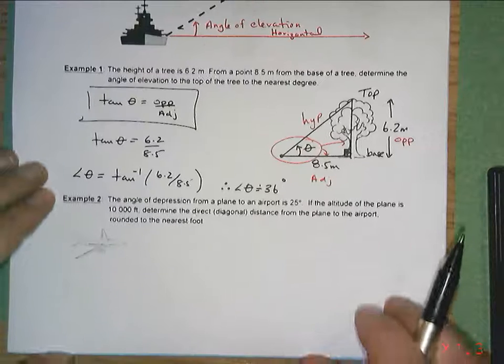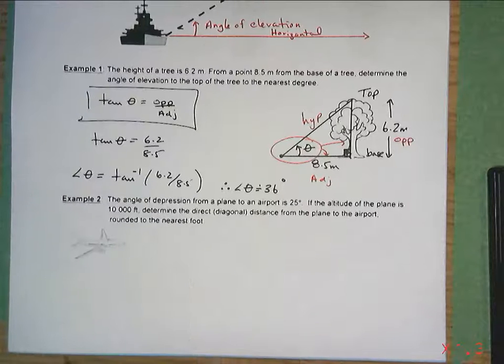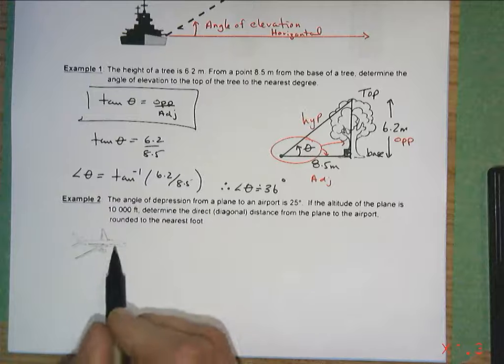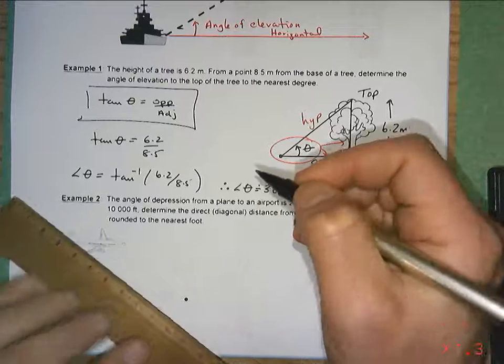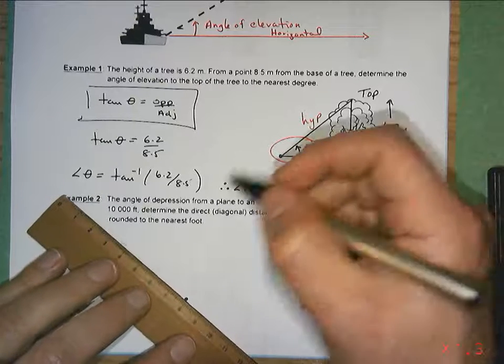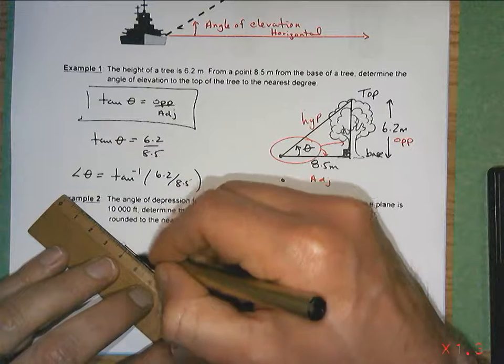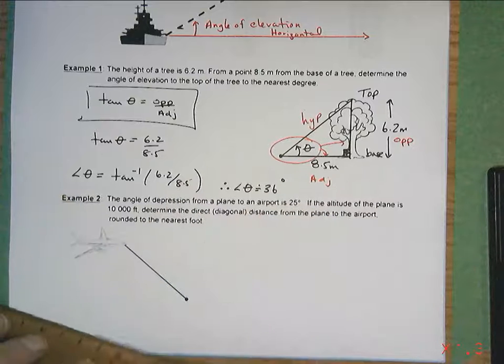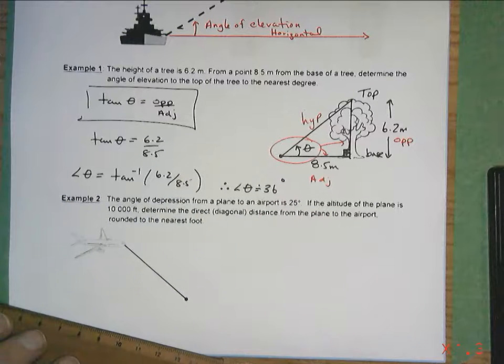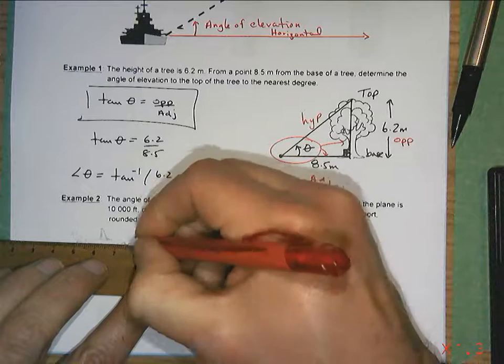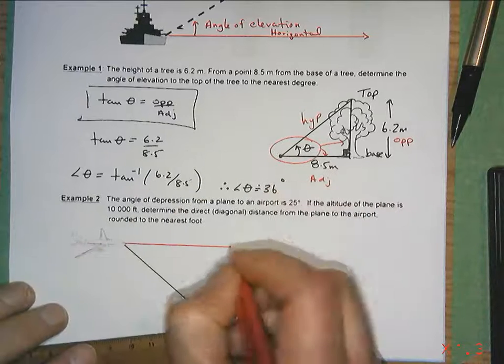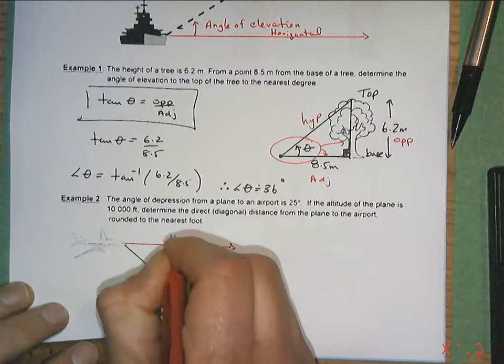So here's another question. The angle of depression from a plane to an airport is 25 degrees. So here's our plane. We're assuming that the airport is somewhere along the ground. The angle of depression, well, we have to think about that for a minute. If the angle of depression is from a horizontal down, we have to think about that plane as having this horizontal. If it was to keep flying, that would be its horizontal.